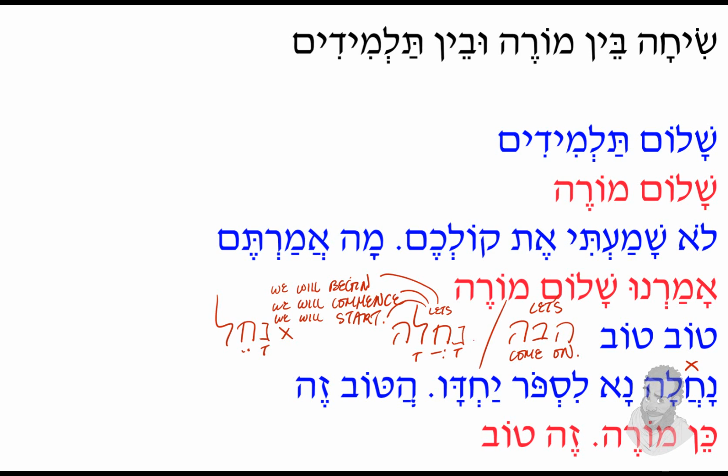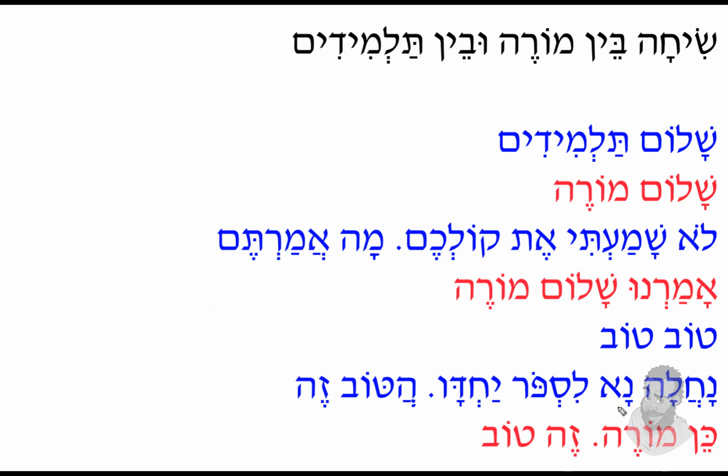Okay, then you have na here. Na is not that easy to translate all the time. This I call a softener. It makes the sentence or what you're saying humble. It's showing humility. So nahala, let's start, or let us start, let us begin. Please, this is mostly translated as please.